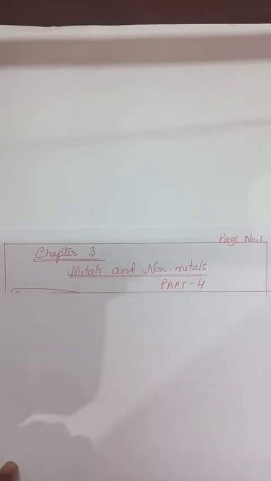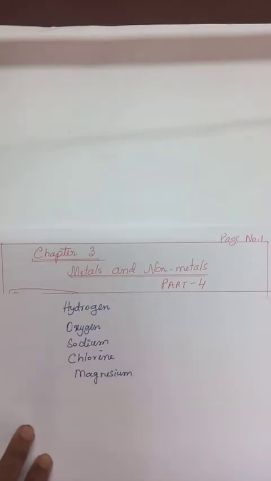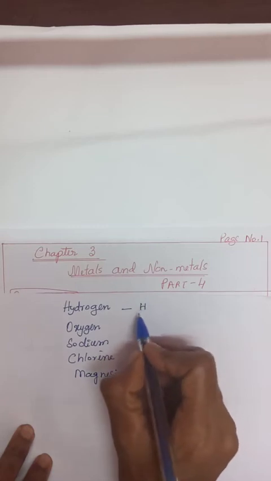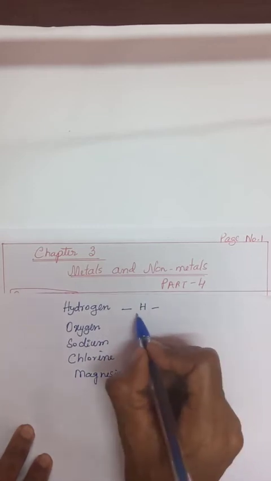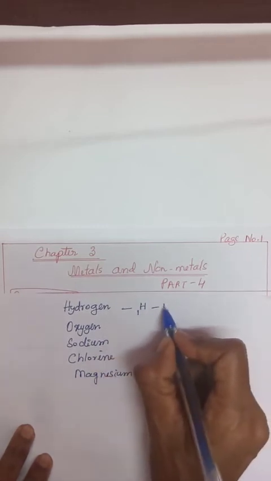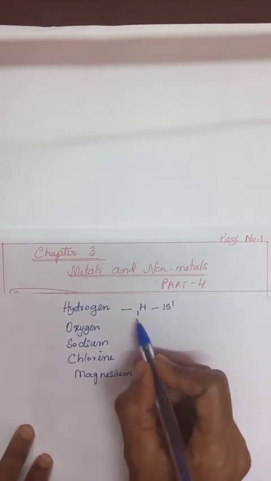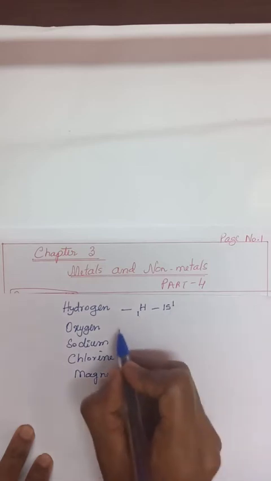Hello students, let us continue the lesson metals and non-metals. In class 9th, you have learnt to write the electronic configuration of the elements. Let us write the electronic configuration of some of the elements. Hydrogen, its symbol is H. Its atomic number is 1. Its electronic configuration is 1s1, because it has only one electron.